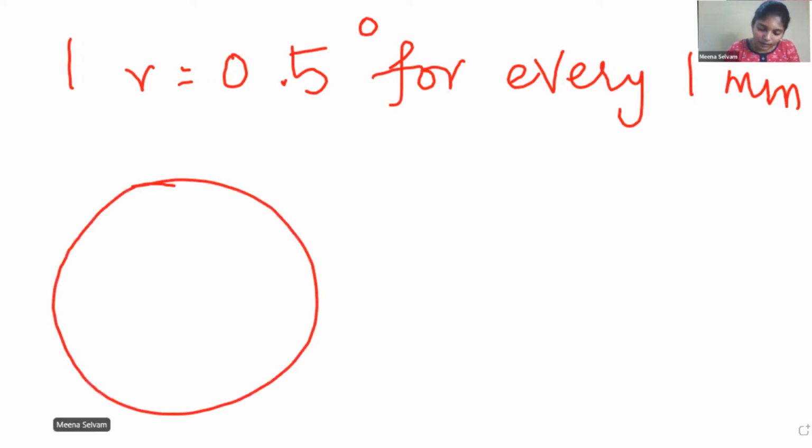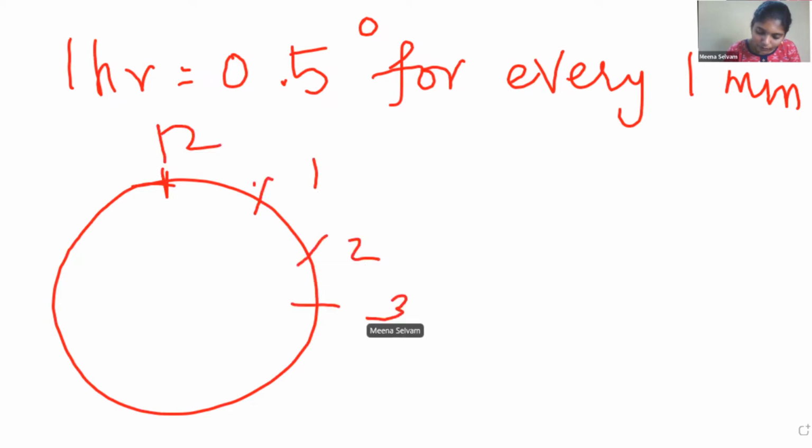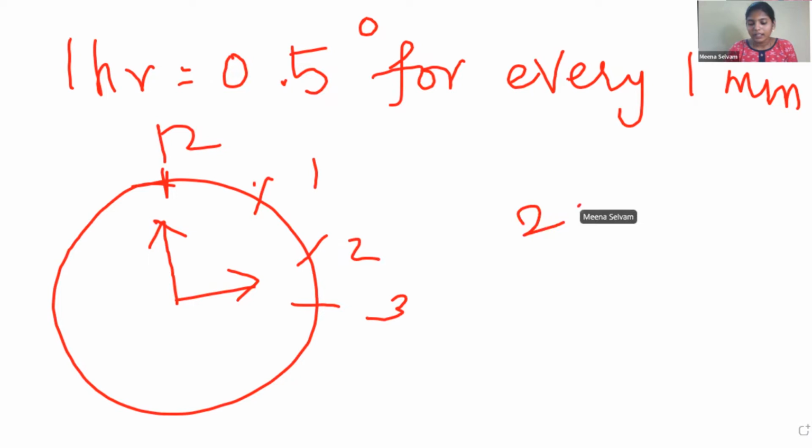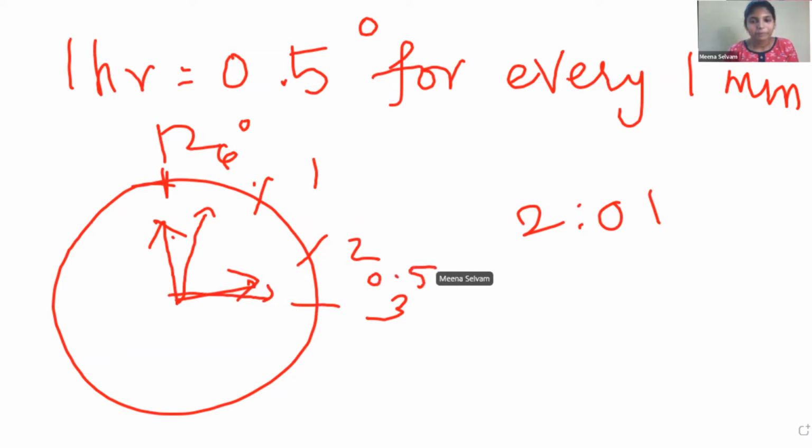I said, like if this is your hour, 12, 1, 2, 3. If the time is like 2 p.m., this is 2 p.m. now. Okay, so when it is 2:01, the minute hand will move 6 degrees, because we learned just now, every 1 minute, the minute hand moves 6 degrees. Right? For that 1 minute movement, the hour hand is here, no? It will move about 0.5 degree.